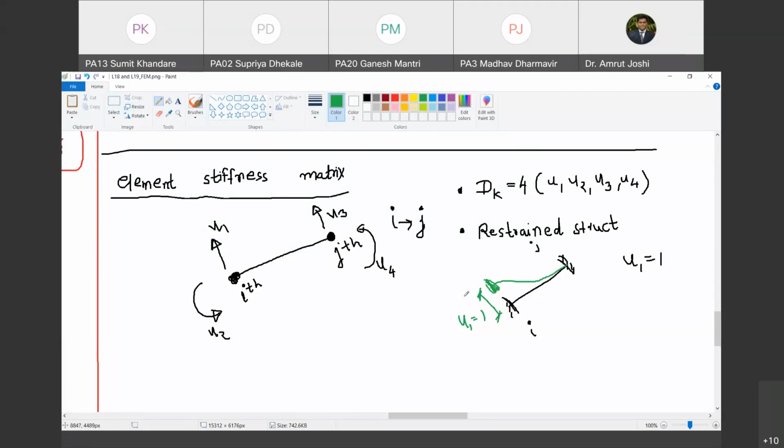Now to move this support up, you will have to provide a force in this direction. Do you agree with me? Yes, sir. Consequently, the reaction that gets generated here will be in this direction. Do you agree with me?